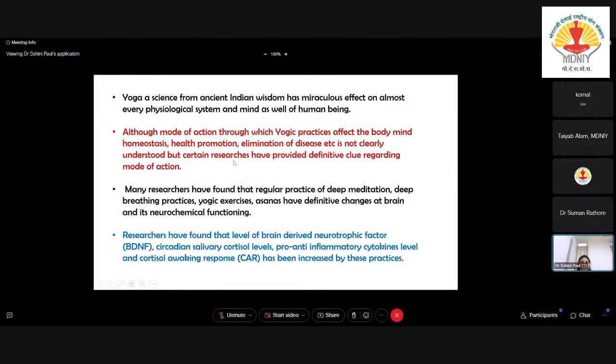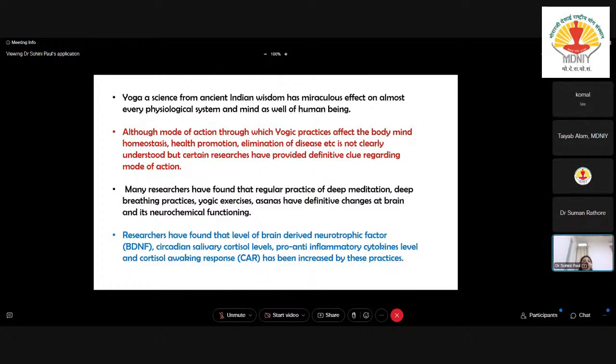Keeping this in mind, I would like to again start with the physiological aspect of this. When we talk about the physiological aspect, as we all know, yoga is a science as well as an art, definitely, but here we are dealing with the scientific aspect, where the physiological system as well as the mind of a human being is involved. Although yogic practices affect the body-mind homeostasis and help in health promotion, and maybe in the elimination of certain diseases, it is not clearly understood to date what the exact mode of action is.